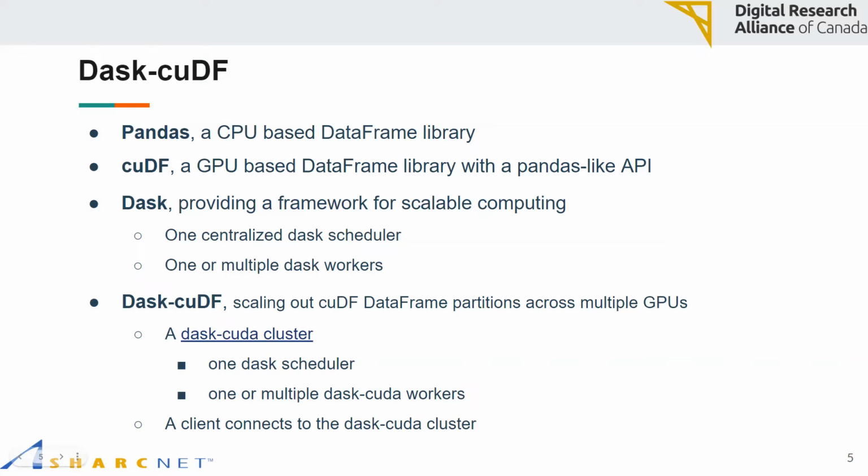In summary, Dask is a flexible library that makes scaling out a workload simple. Dask allows the Pandas DataFrame partitions to be executed in parallel on a CPU cluster, and Dask-cuDF extends Dask to allow cuDF DataFrame partitions to be executed across multiple GPUs. We will see more details in the demo example shortly. All these components are included in the RAPIDS container, in the RAPIDS suite.